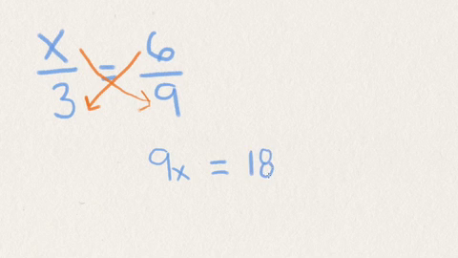And that sets up a nice little algebra problem for us that we can solve pretty easily. The 9 multiplies with the x, so we divide both sides by 9 and we get just x. Divide this side by 9 and we get 2. x is equal to 2. And you can always plug that back in just to make sure it works.